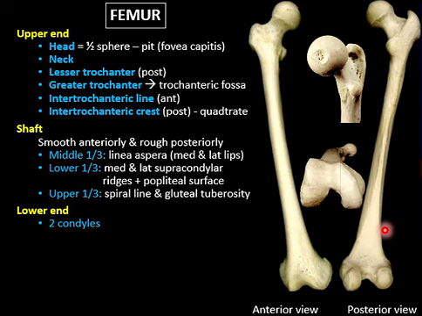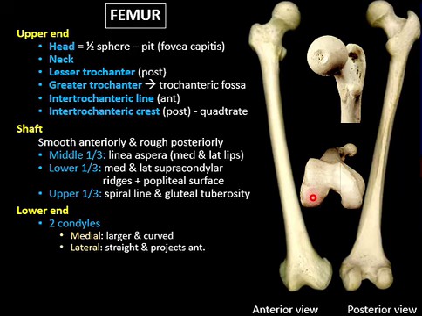Now we'll come to the lower end. The lower end is made of two condyles, a medial condyle and a lateral condyle. This is on the anterior surface, a medial condyle and a lateral condyle. These condyles articulate with two condyles of the tibia. The difference between the two condyles is that the medial is curved. Although it looks smaller, it's actually larger than the lateral.